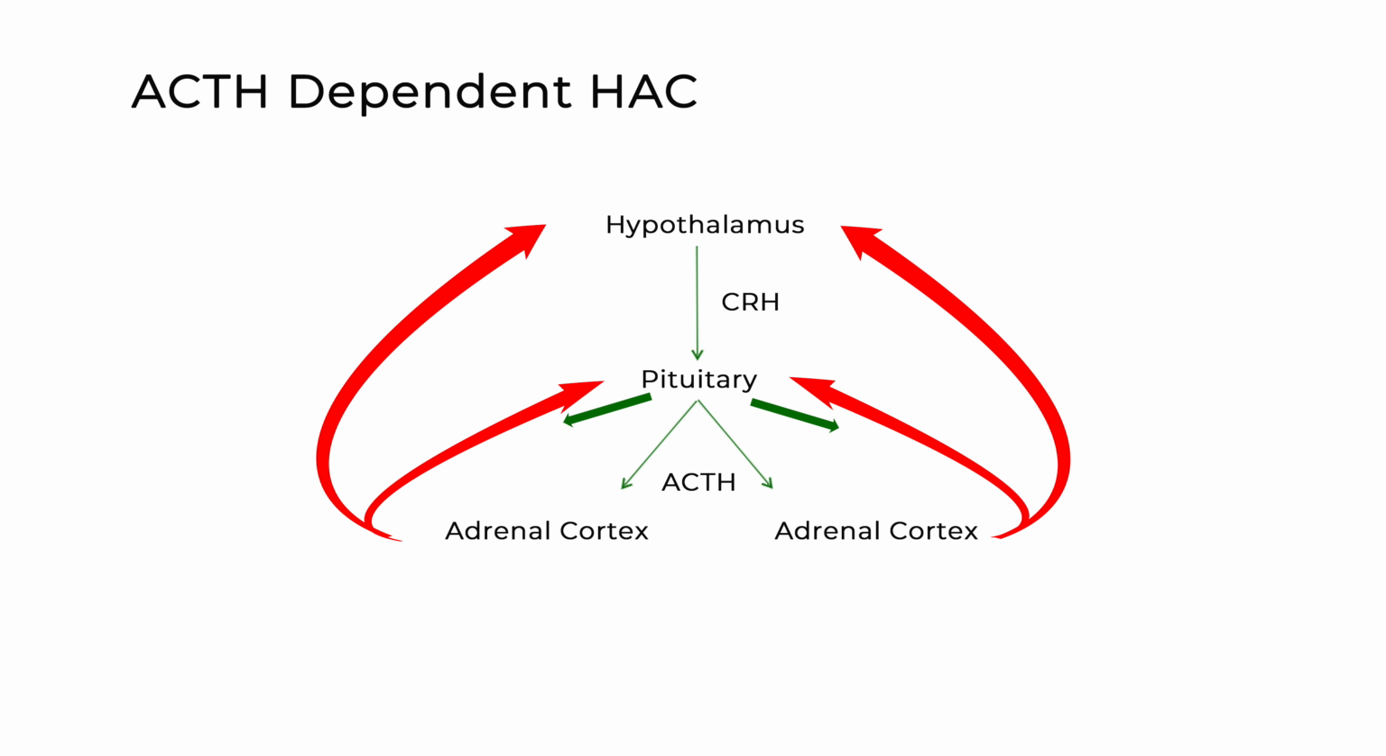So let's make sure we're all very comfortable with the hormonal actions for patients with ACTH-dependent Cushing's disease. Again, the hypothalamus secretes corticotropin-releasing hormone, but the pituitary gland is autonomously secreting too much ACTH. That ACTH travels to both adrenal cortices to stimulate the production of cortisol.